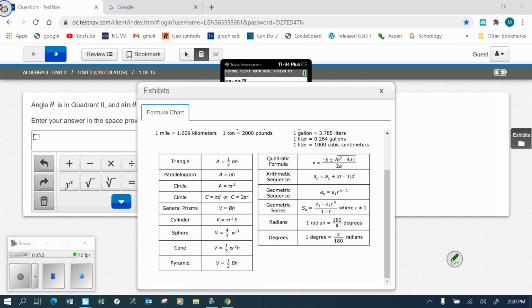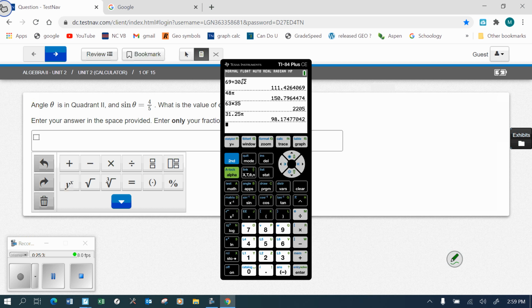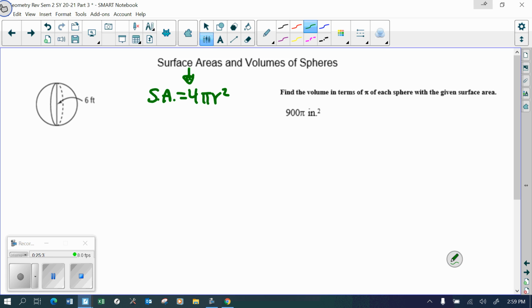They're right there. Okay, so 4 pi r squared. Again, when 6 points to the center, that means that's the diameter. We need the radius, so the radius is half of it, 3 feet. So I have 4 pi 3 squared. 3 squared is 9 times 4 is 36 pi.